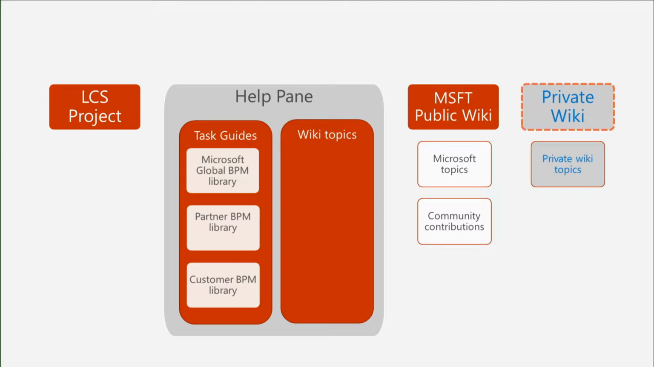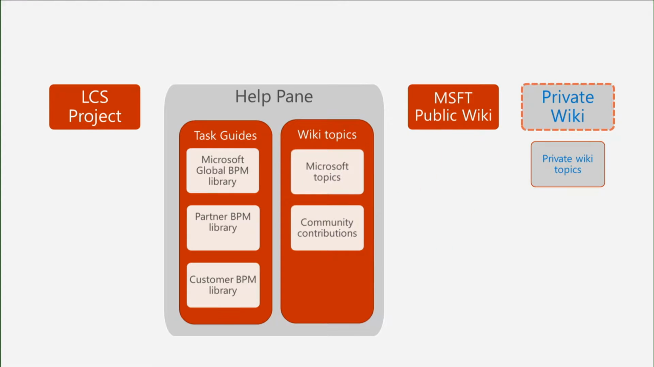So then moving on to the wiki topics. What do you see in the wiki? You hit help, you're in the AX help. Right now you see Microsoft topics, so topics that we've created, along with any community contributions that we have reviewed and published for those topics. And in the future, we will enable you to search against private wikis. That's on the roadmap. It's coming in the future. So in the help pane, you have your task guides, multiple libraries, and right now, wiki topics from the Microsoft Public Library wiki.